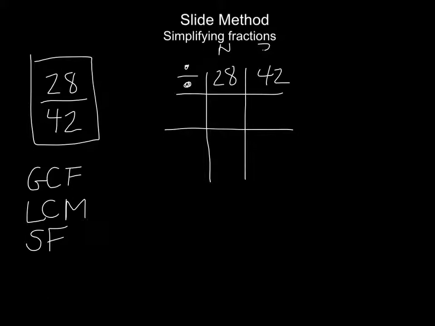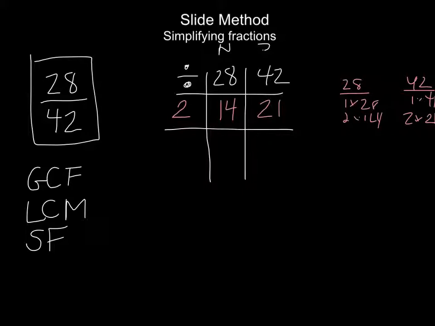So I'm going to start by asking myself, what is a number that can divide 28 that can also divide 42? And in some cases, you may want to go to the side and do some of your math facts to help you pick a number that will evenly divide both of them. But in this case, I know that both of these numbers are even, so I can use 2. So I'm going to start by putting 2 under the division sign. So 28 divided by 2 is 14. Now I'm going to do 42 divided by 2, and 42 divided by 2 is 21.